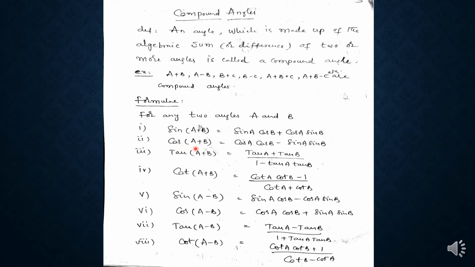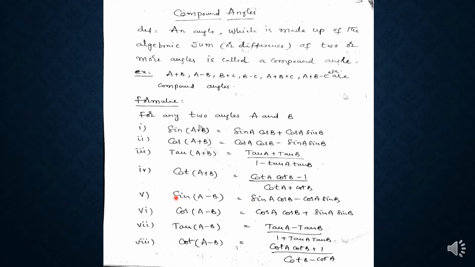Similarly, what is cos of A plus B? Cos of A plus B is equal to cos A into cos B minus sin A into sin B. And what is tan of A plus B? Tan A plus tan B by 1 minus tan A tan B. What is cot of A plus B? Cot A into cot B minus 1 by cot A plus cot B.